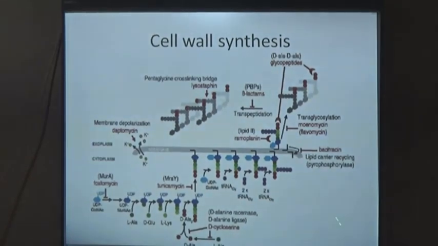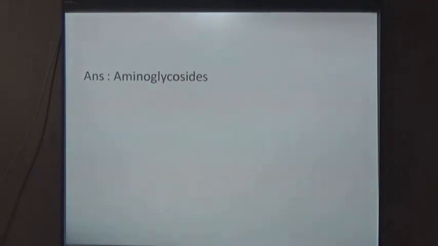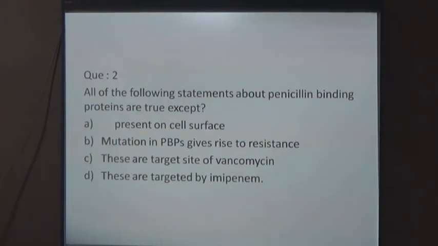Do you want the picture? This is transglycosylation. The next step is transpeptidation. Penicillin binding proteins are similar to transpeptidase and other similar enzymes involved in cross-linking. But transglycosylation is affected by vancomycin. So for that question, the answer is that it is not a target site inhibited by vancomycin. Okay. Clear about this question?